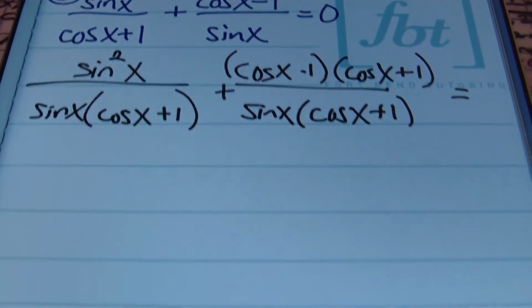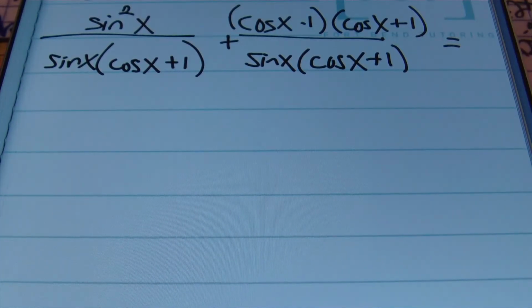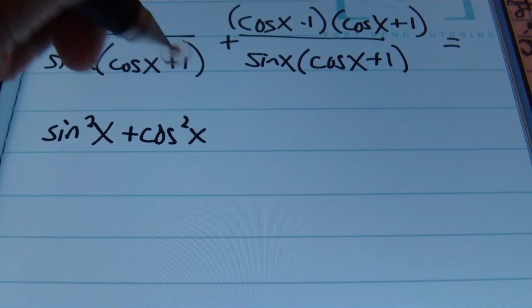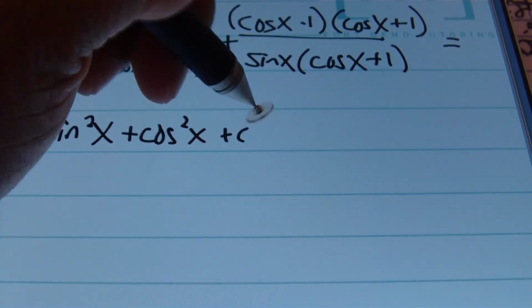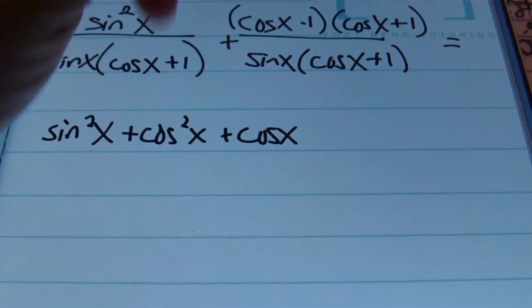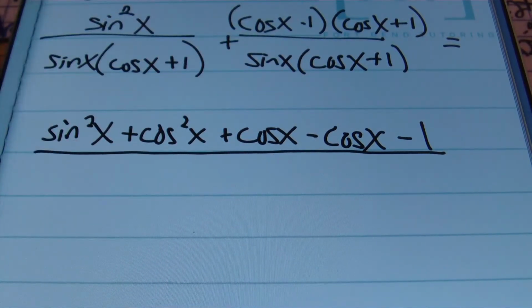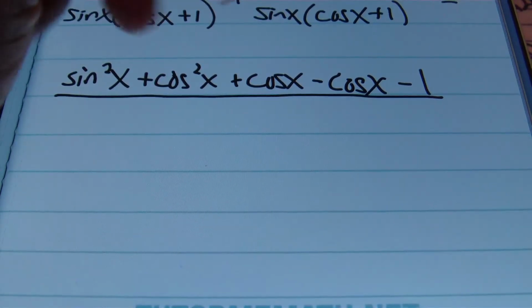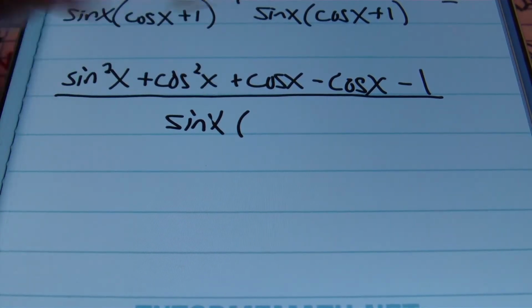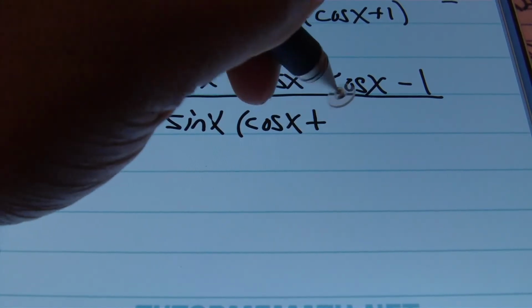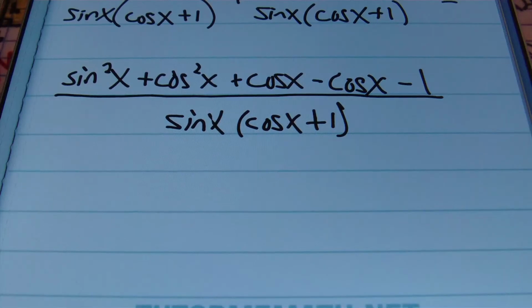So next we'll do the following. Now that I have a common denominator, I can add the numerators together. Let's go ahead and bring down that sine squared x. And if you were to FOIL the right side here, I'll show my steps. Cosine x times cosine x is a positive cosine squared x. Cosine x times 1 is cosine x. Then negative 1 times cosine x is a negative cosine x. And then negative 1 times 1 is negative 1. All of this is going to be over that common denominator, sine x times cosine x plus 1. There we have it.